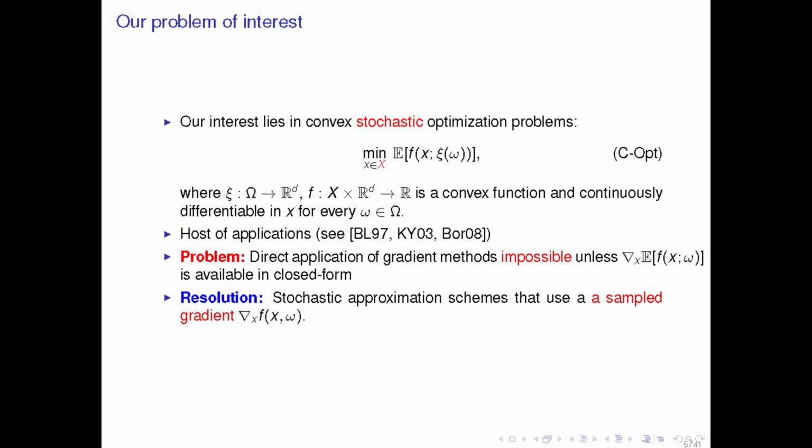Okay? And so the resolution that was first proposed by Robbins and Monro in the 50s was to use a sampled gradient, right? So you essentially take a sampled gradient and you use that instead. And under suitable choices on the step length sequence, you can guarantee convergence, right? So that's our setting, and that's what we're going to be using as a basis to start thinking about our scheme.